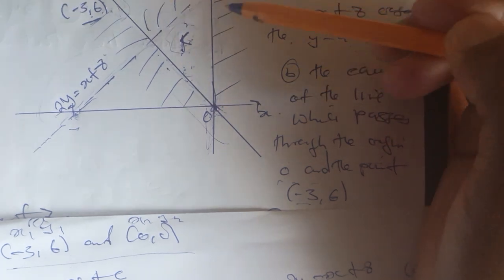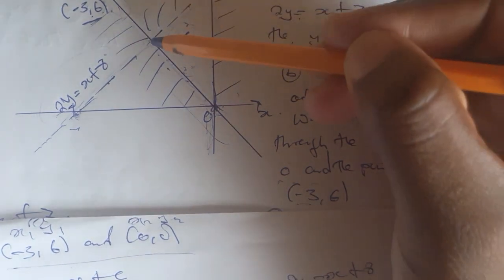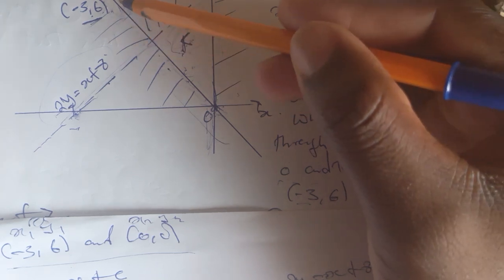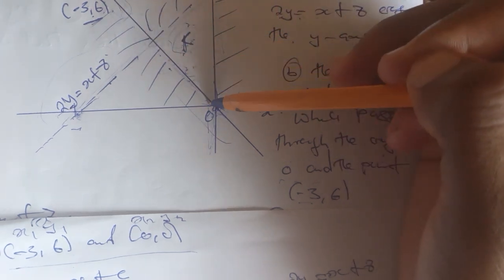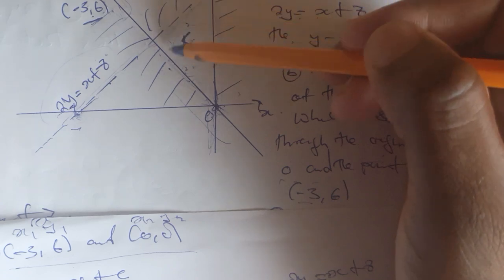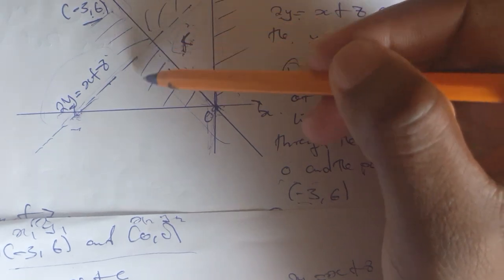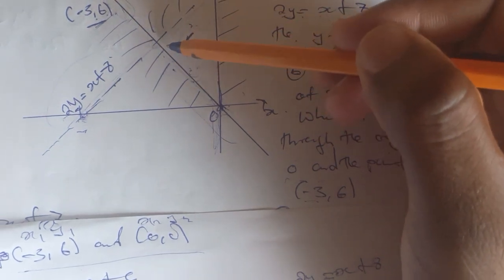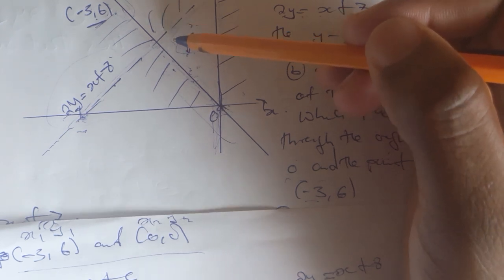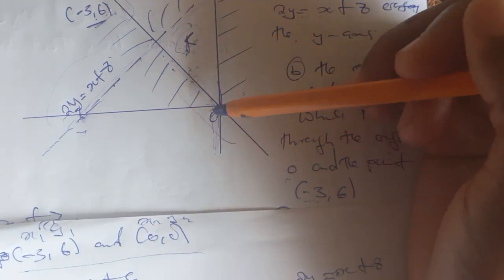Then the unwanted region becomes this part. Also for this line, y equals negative 2x, they want the part that is above. So the lower part becomes the unwanted region. So that's how you work out problems with inequalities.